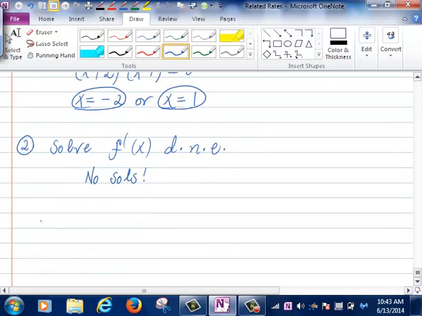So what is my final answer then? Final answer then, we have critical points at x equals negative 2 and x equals 1. These are the 2 critical points. Is everybody okay with what I said?